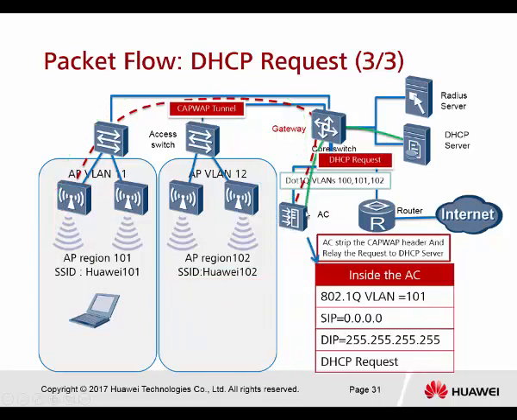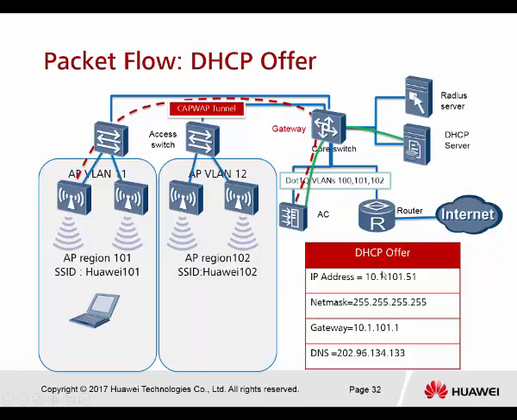Now the AC received the DHCP request, so it's going to check. Right now you're connected to the SSID Huawei 101. When you connect to this SSID, I'll know you actually want to get a VLAN 101 IP address, and I'm going to help send this to the DHCP server. Then the DHCP server looks at your header here. You belong to VLAN 101, so I will base on your VLAN and offer you the IP address.